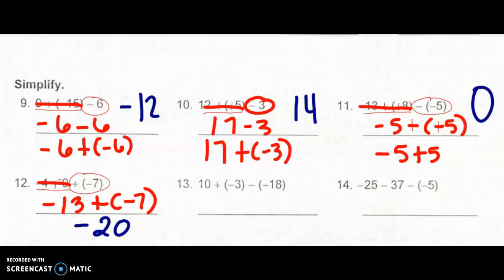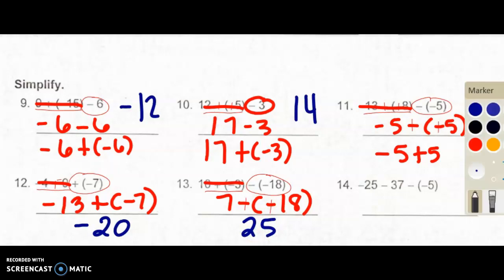For 13, my first two numbers are different signs, so I'm going to subtract. 10 minus 3 is 7. Bigger number is positive, so the answer is positive. Now I bring everything else down. 7 minus negative 18. This is a subtraction problem, so I'm going to do keep change opposite, and that becomes 7 plus 18. My signs are the same, so I add.